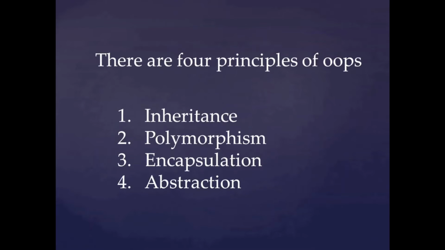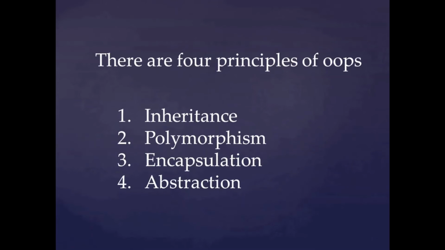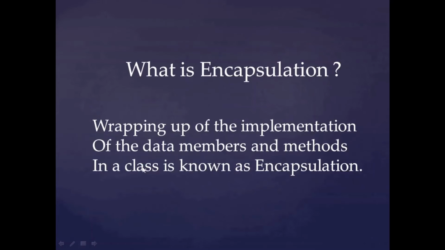So now let's talk about the second principle, which is polymorphism. The principle of object-oriented programming in which we can perform a single action in different ways is known as polymorphism. So now let's talk about the third principle, which is encapsulation.